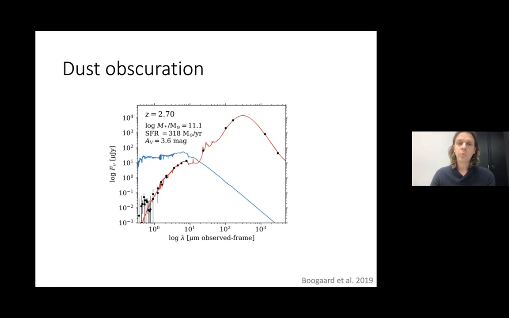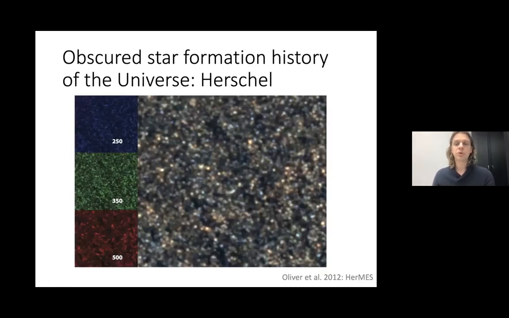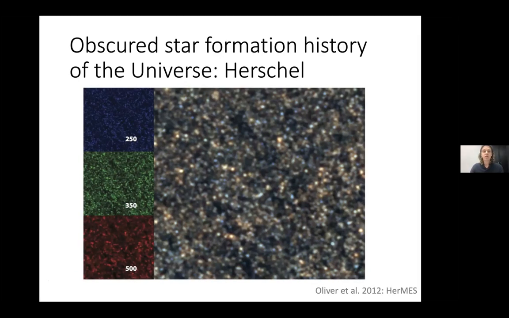Now, I won't go back that far in time, but I first wanted to start with Herschel. Herschel collected a lot of data in the late 2000s, early 2010s. And this is a nice figure from the HerMES collaboration showing what a patch of the universe looks like at 250 microns, 350 microns, and 500 microns. Every dot that you see on the image here in the center corresponds to a single galaxy. One is a bit redder, the other a bit bluer, etc.